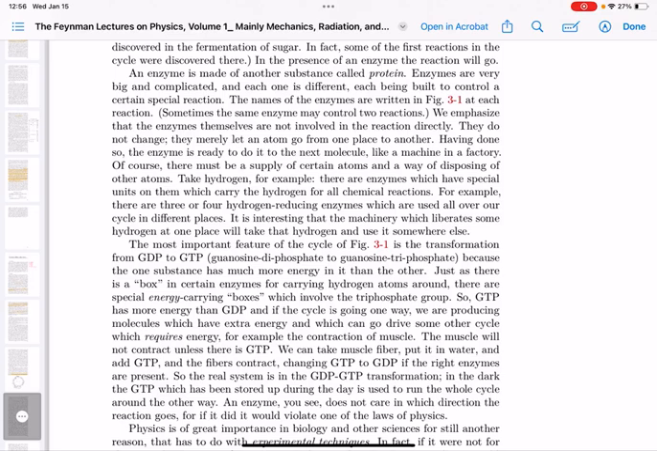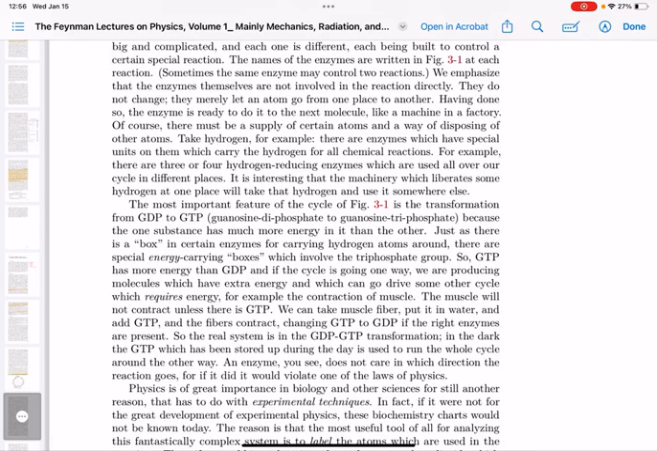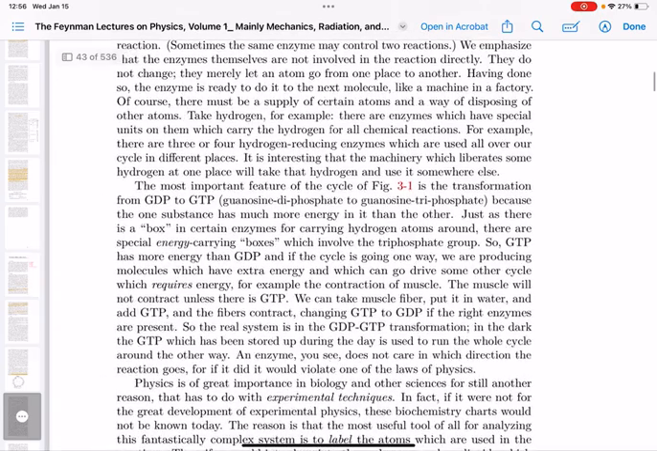Enzymes are very big and complicated, and each one is different, each being built to control a certain special reaction. The names of the enzymes are written in figure 3:1. At each reaction, sometimes the same enzyme may control two reactions. We emphasize that the enzymes themselves are not involved in the reaction directly. They do not change, they merely let an atom go from one place to another. Having done so, the enzyme is ready to do it to the next molecule, like a machine in a factory. Of course, there must be a supply of certain atoms and a way of disposing of other atoms.